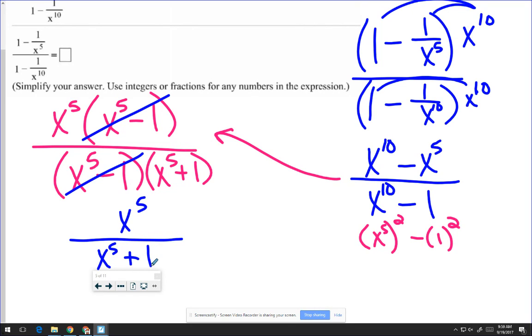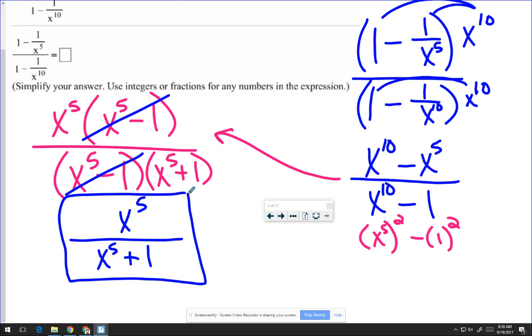You're going to want to, but you have to fight the urge. You cannot cancel those x to the 5ths. That one on top is a monomial. The thing on bottom is a binomial. They don't cancel, ever. They do not cancel.